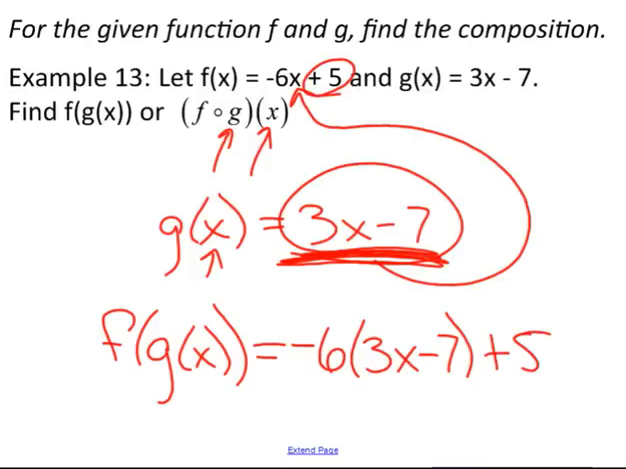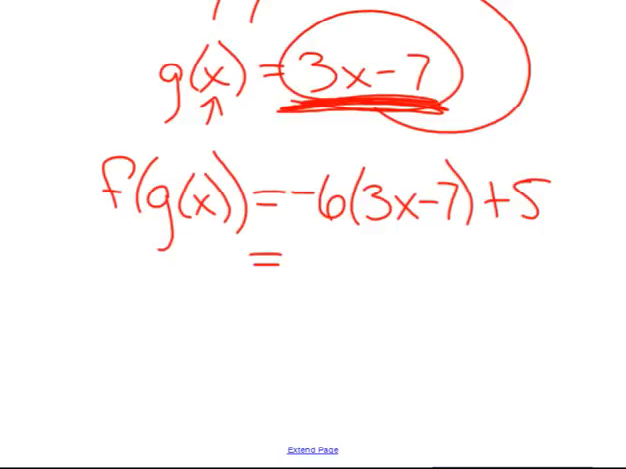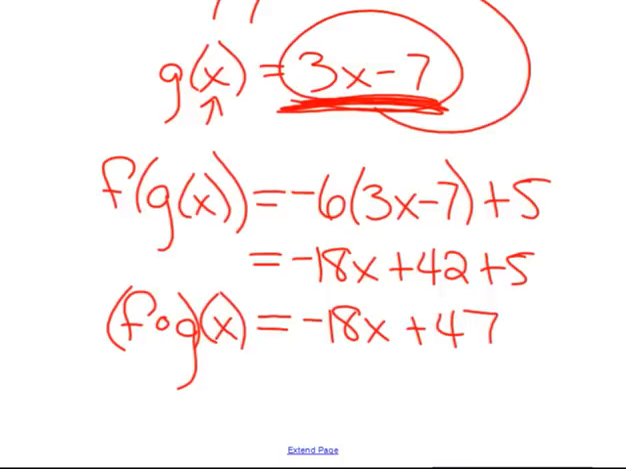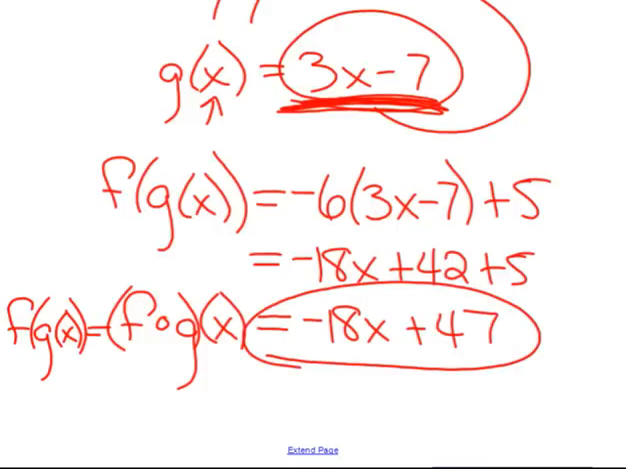I'm going to simplify that by distributing the negative 6. Negative 6 times 3x is negative 18x. Negative 6 times negative 7 would be a positive 42 plus 5. And 42 plus 5 is 47. So f composed with g of x, we could also write f of g of x. Two different notations for the same thing. Negative 18x plus 47.